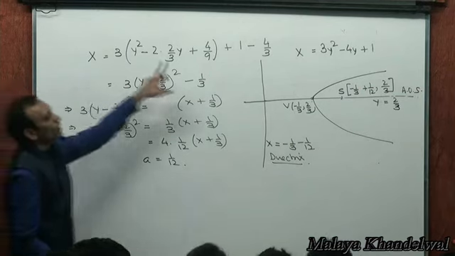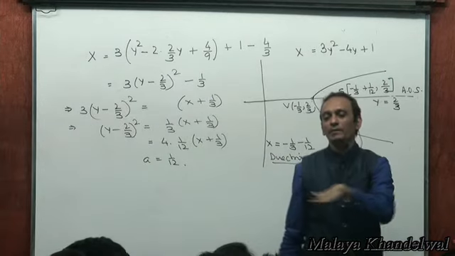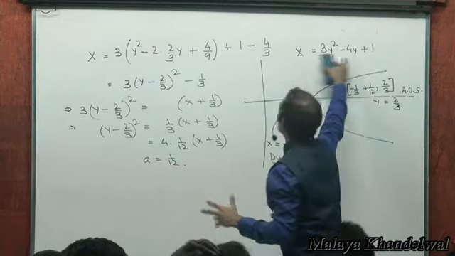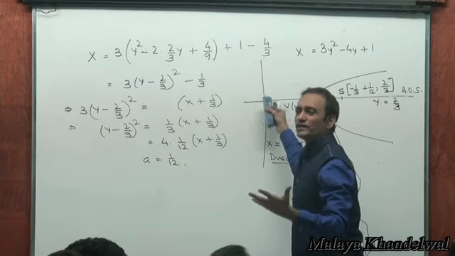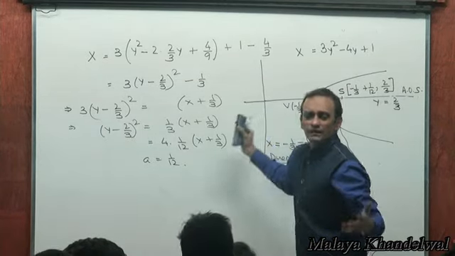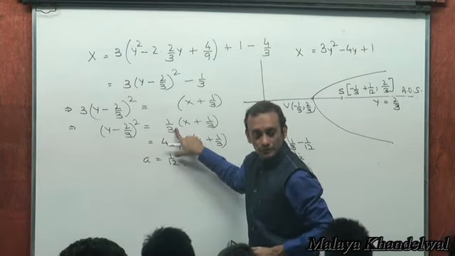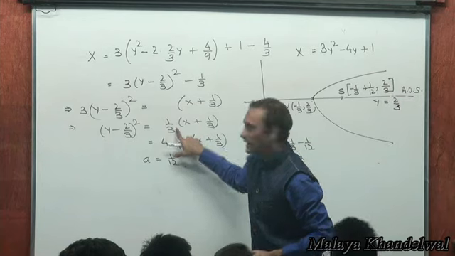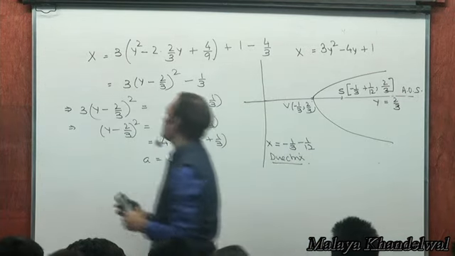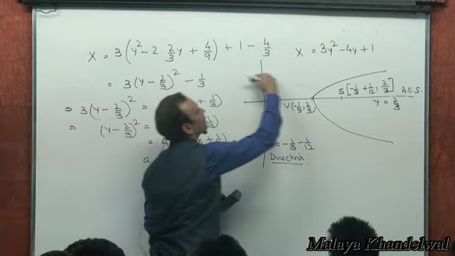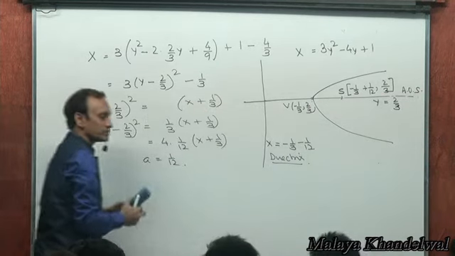So, x equal to a quadratic in y will always give me a parabola whose axis is parallel to the x-axis. And you complete a square, and this is how you find the vertex, the axis of symmetry, the latus rectum. What's the latus rectum for this parabola? 1/3. 1 by 3 is the latus rectum. A is 1 by 12, right? If it was minus 4 into this, then the parabola would have opened this way, leftwards, right?